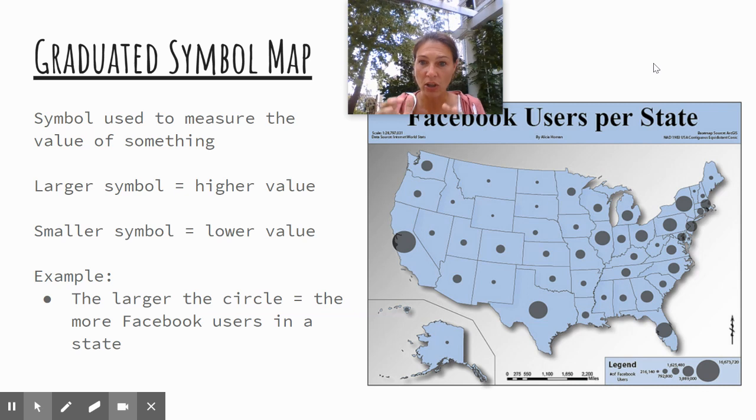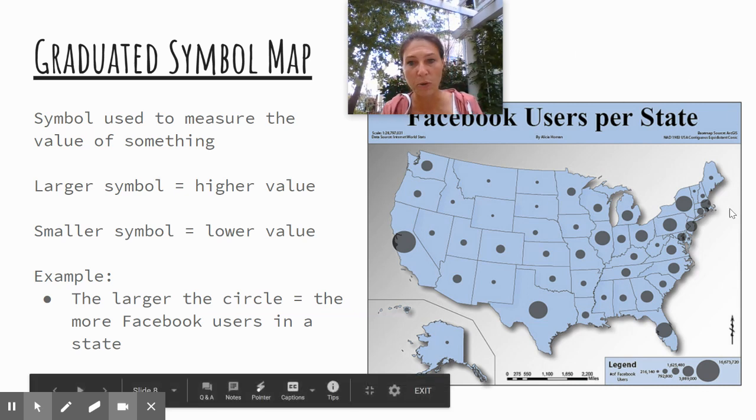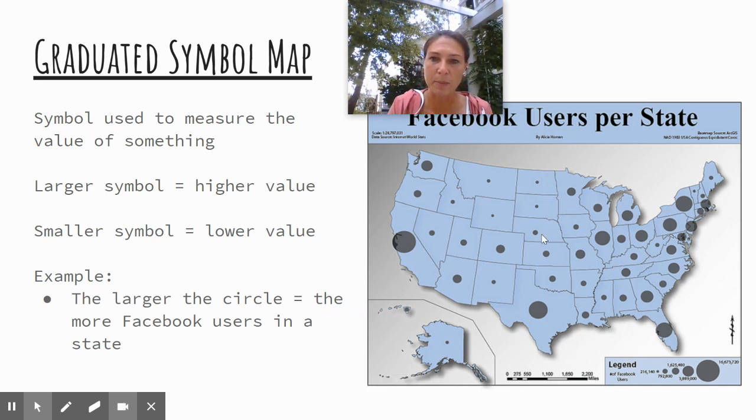So as you are looking at this, again, the larger the symbol, the more Facebook users per state. You can see California and Texas and New York and Illinois and Ohio and Georgia and Florida. And then you've got the Dakotas with a tiny little dot, so not as many Facebook users there. I could ask you the same question: why? What helps explain this phenomenon? There's actually some correlation between those last two maps, to be honest.